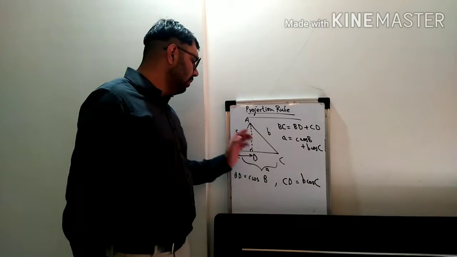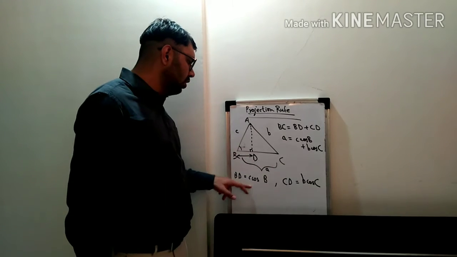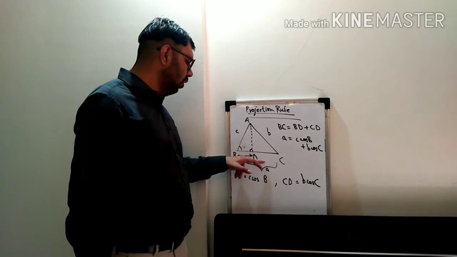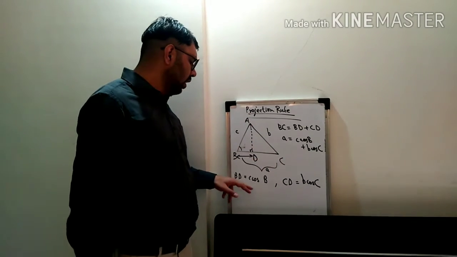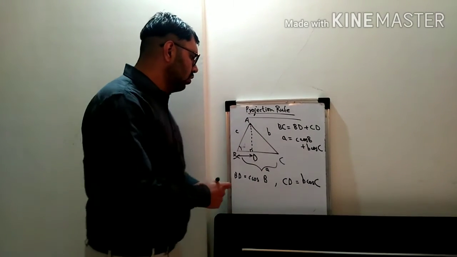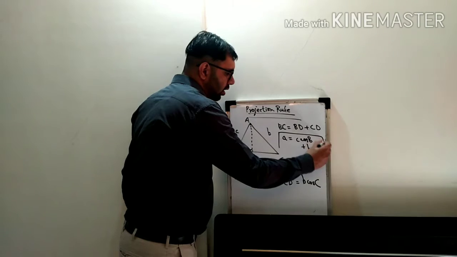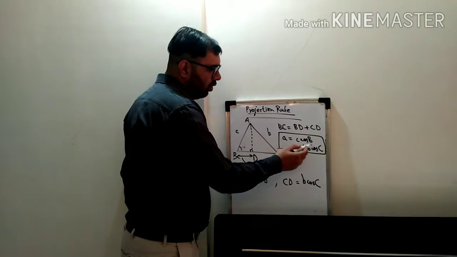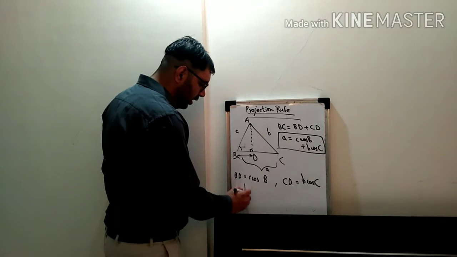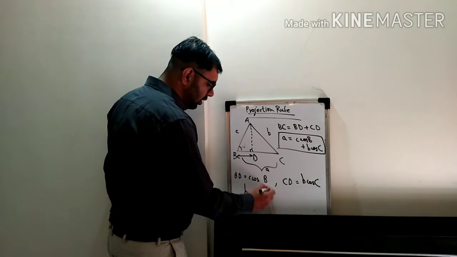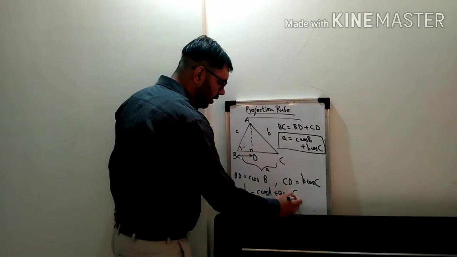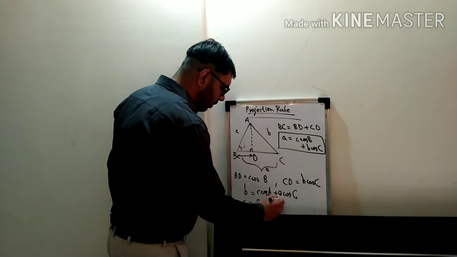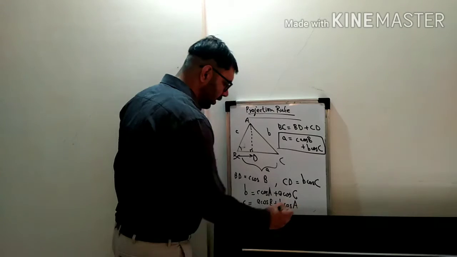So a is equal to BD, and BD is nothing but this length. BD is c cos B and CD is b cos C, because if we take the projection of this length on this, it will become b cos C. If we add these two lengths, we get the length of the desired side. I wanted to find the length of this side, so I got a equals c cos B plus b cos C. Similarly, b we can write as c cos A plus a cos C, and c we can write as a cos B plus b cos A.